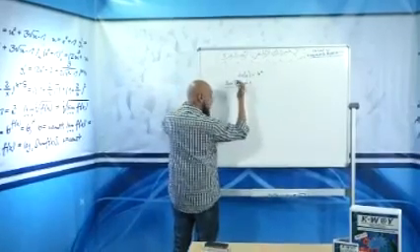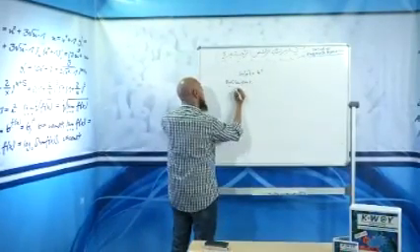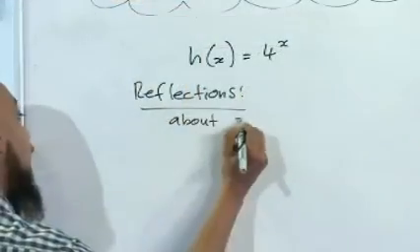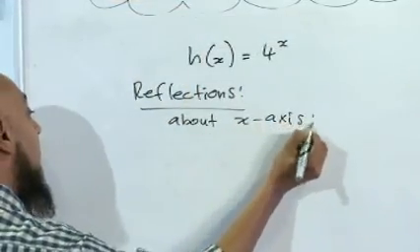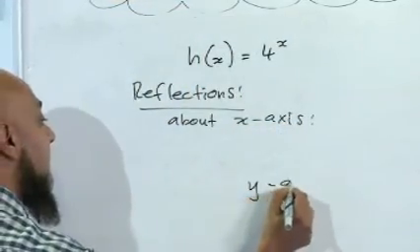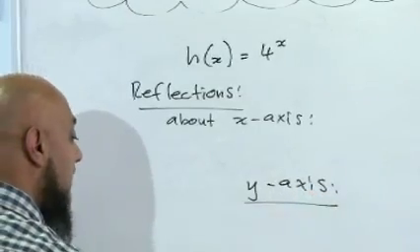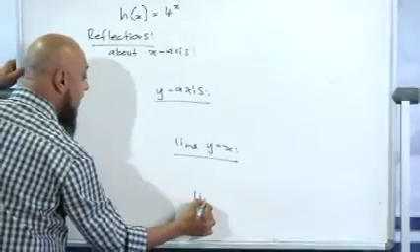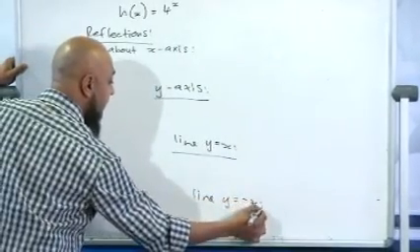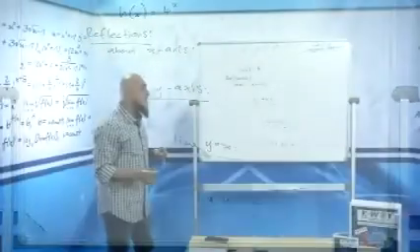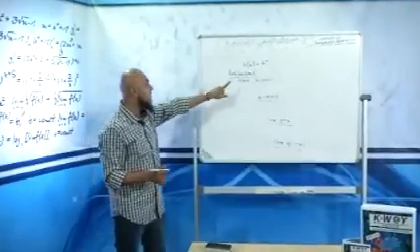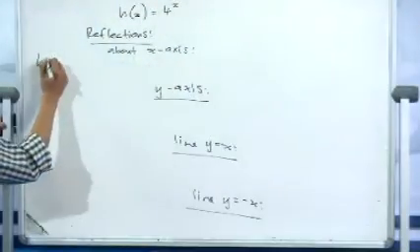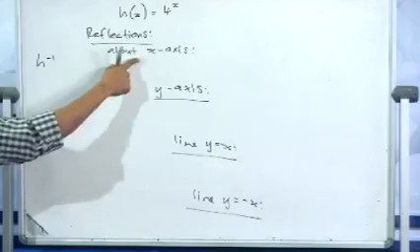So you only have 4 possible reflections. You have a reflection about the x-axis. You have a reflection about the y-axis. You have a reflection about the line y equal x. And you have a reflection about the line y equal negative x. These are our 4 rules. So they say, give the new equation h of minus 1 if h of x is reflected about the x-axis.